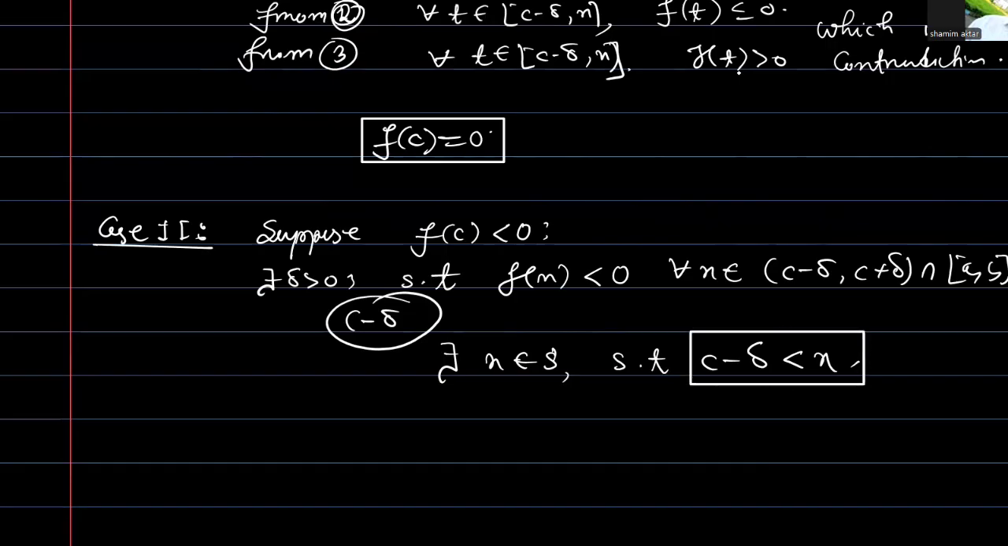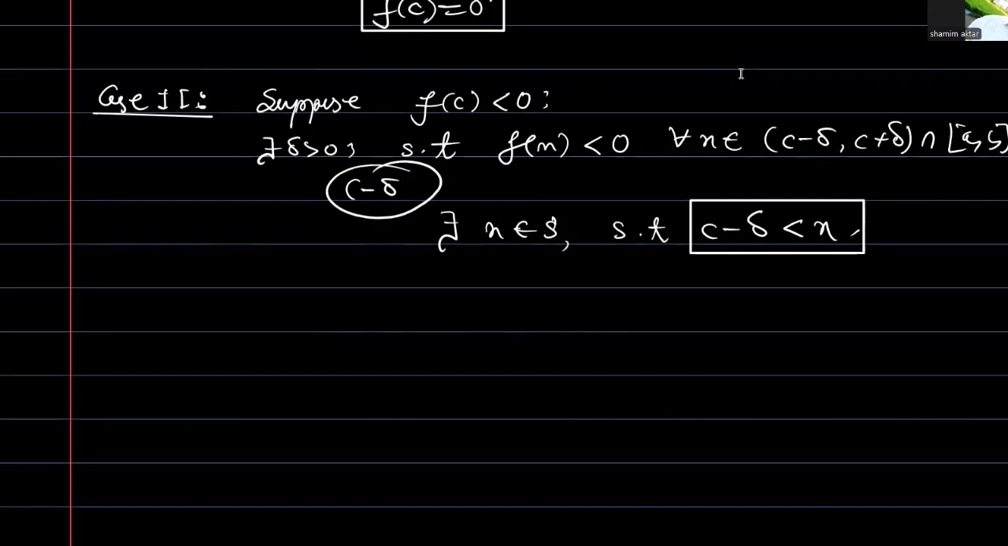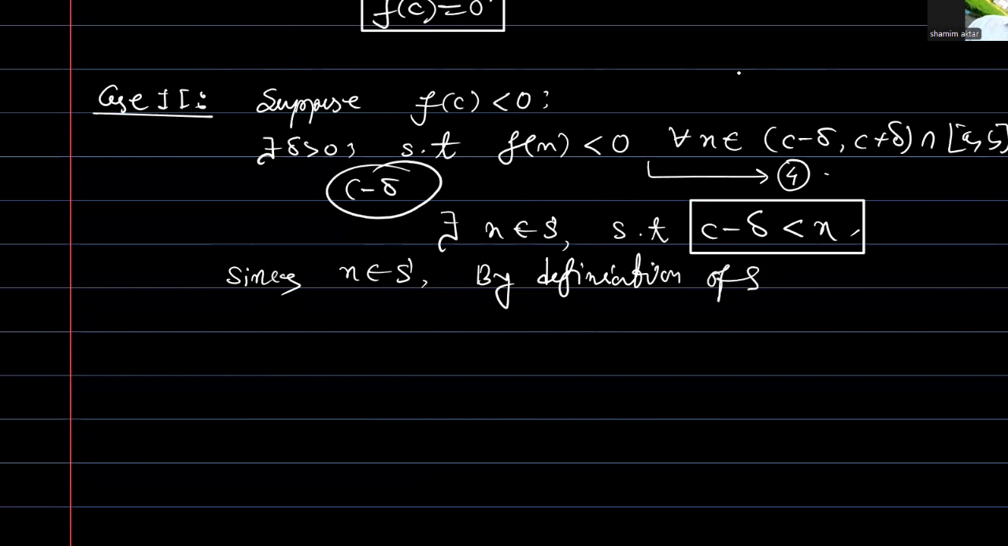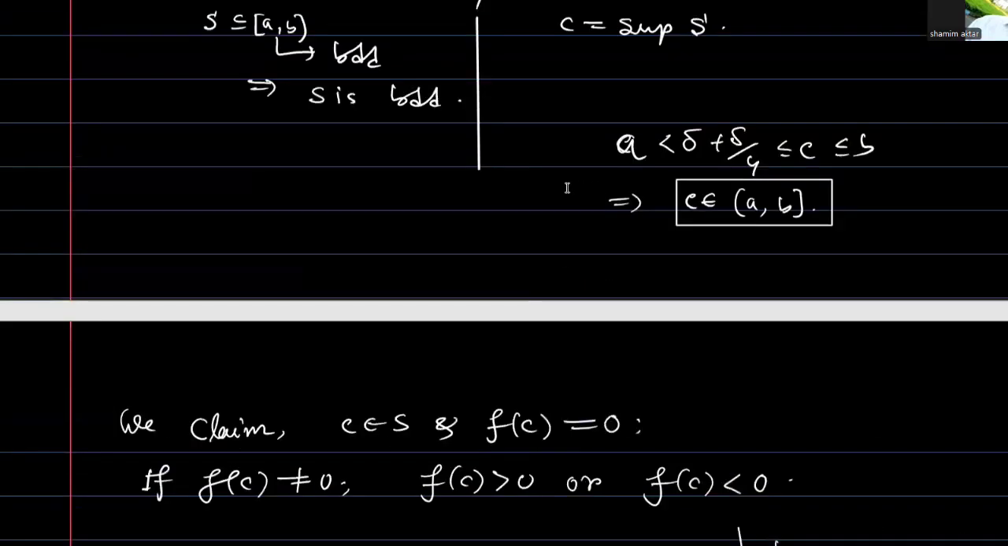such that c minus delta is strictly less than x. This is called equation number 4. Since x belongs to S, by definition of S, f of y is less than or equal to 0 for all y in the closed interval a, x.